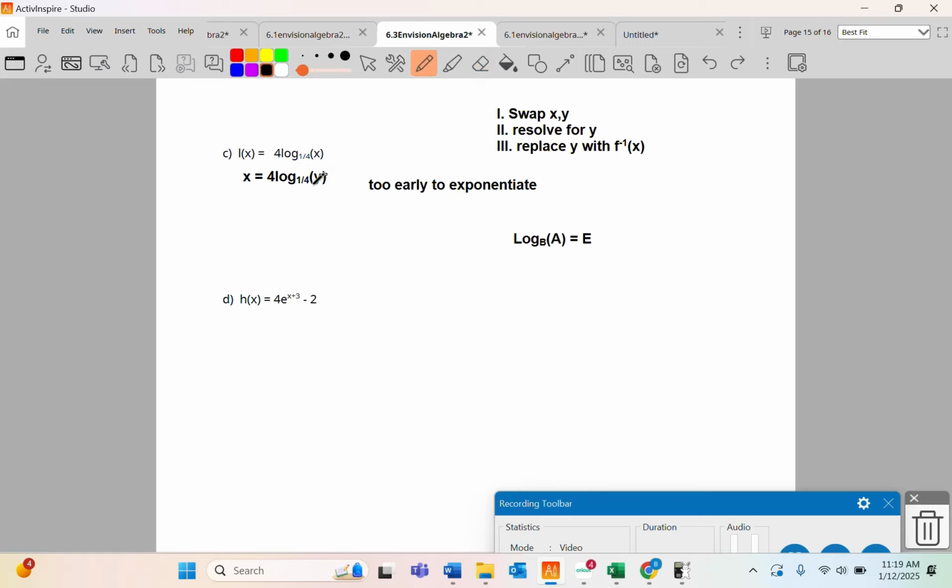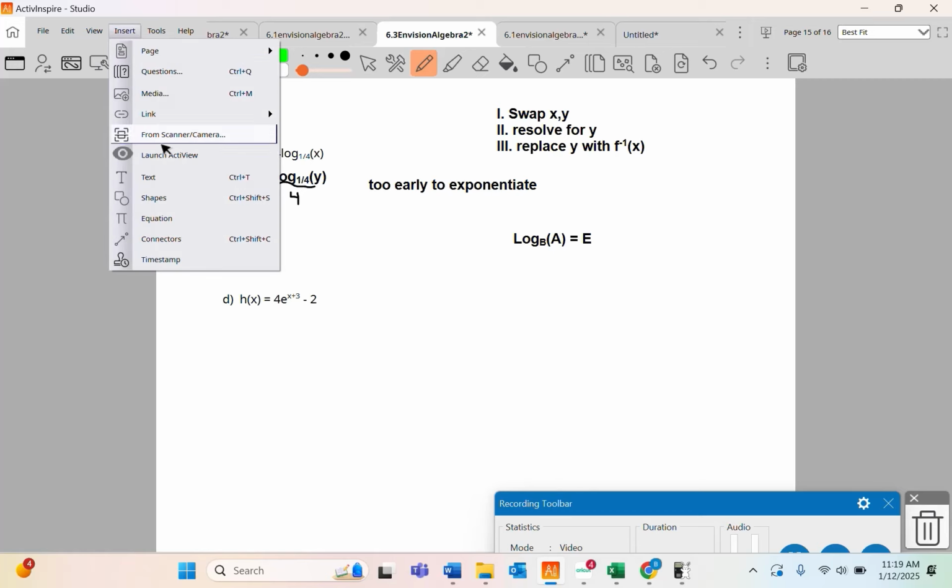First thing we've got to do, kids, is divide that 4 out. You have to isolate the logarithm first. I must be a little rusty. I'm not rusty. I would have caught it.